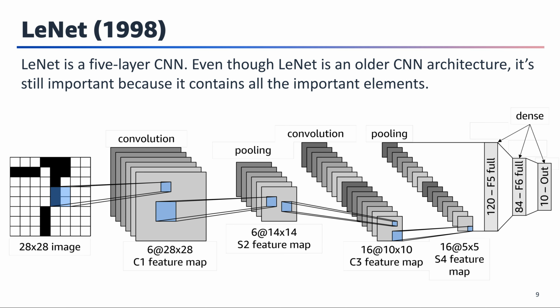LeNet is a 5-layer CNN. Convolution layers are followed by pooling layers. At the end, dense layers take in the pooling layer's results. Feature maps get smaller in height and width, and the number of channels increases as you go deeper in the network.